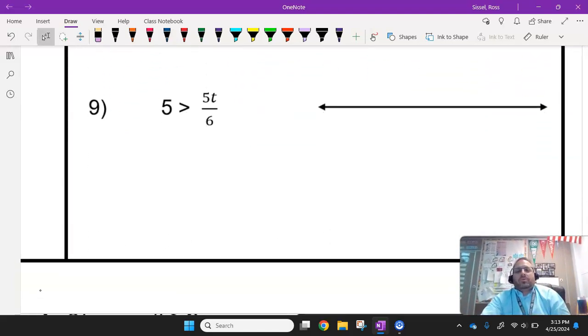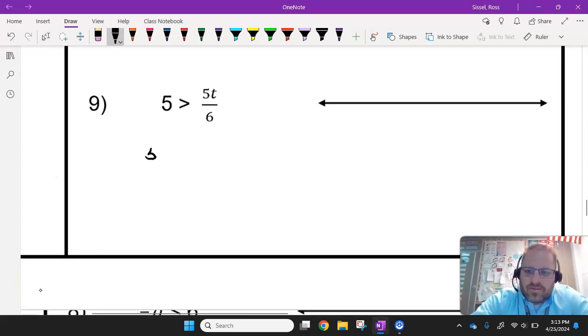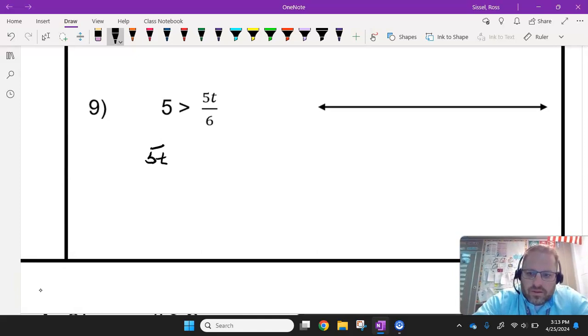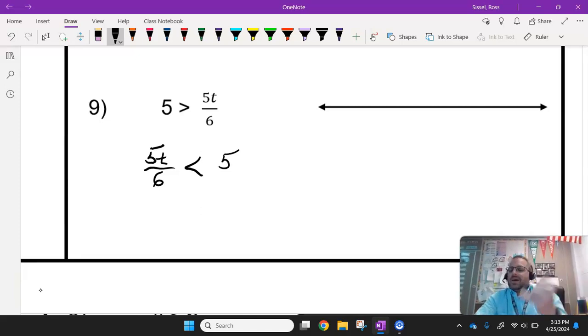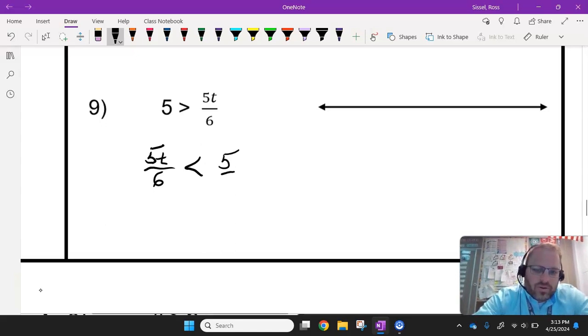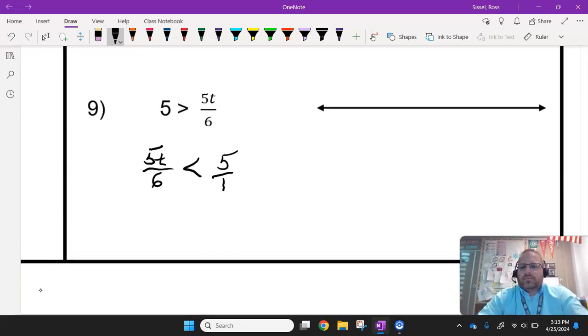Alright, you guys have one problem left. And right away, I hope you notice that the variable is on the right. So go ahead and try and rewrite that. I'm going to do it. I would get 5t over 6, 5, and I'm going to flip that inequality. Since I flip my terms, I have to flip the inequality. And because we'll work with a fraction, I'm going to go ahead right away and make 5 over 1.